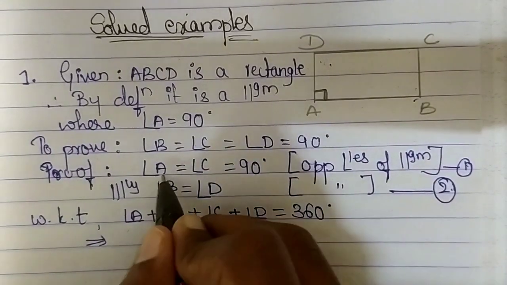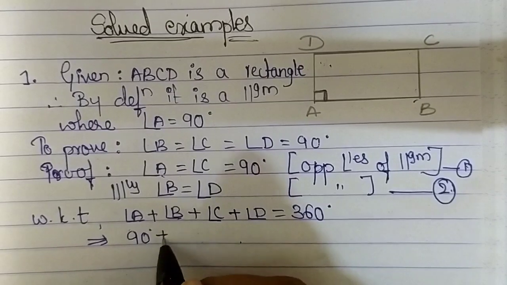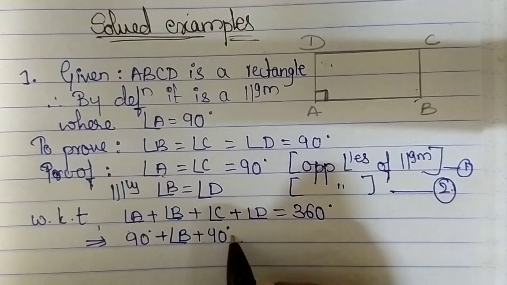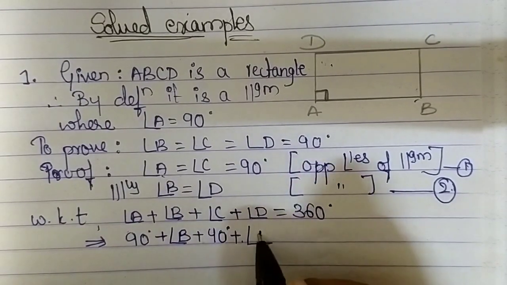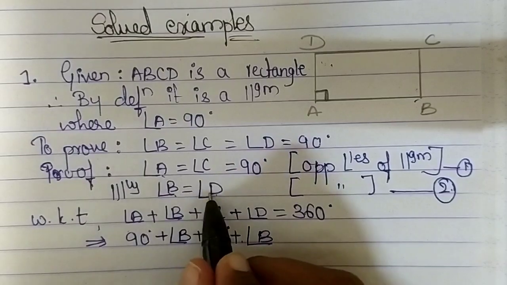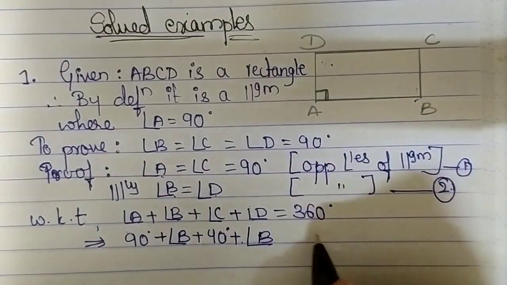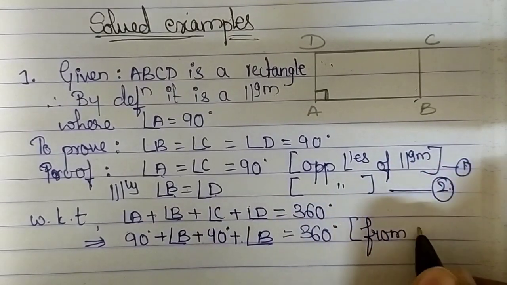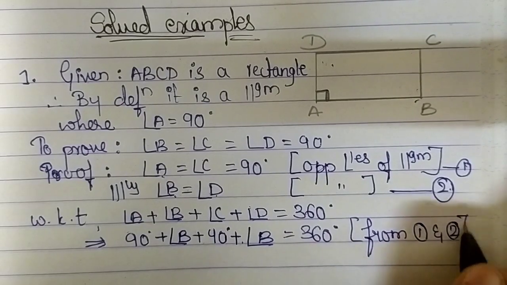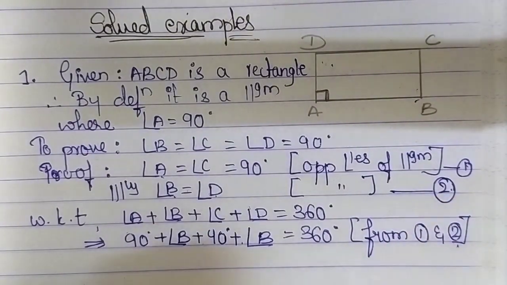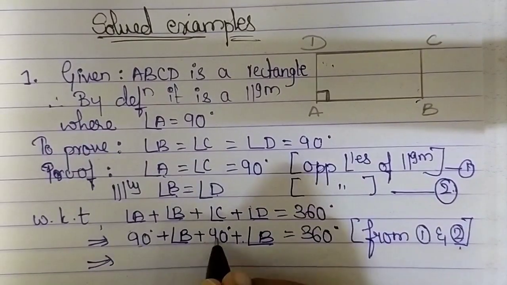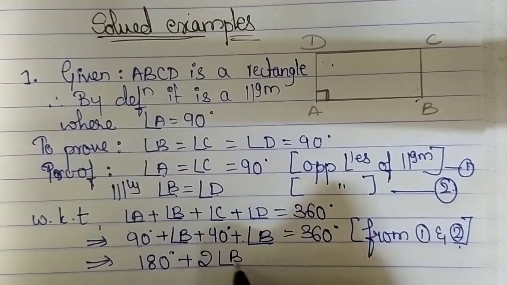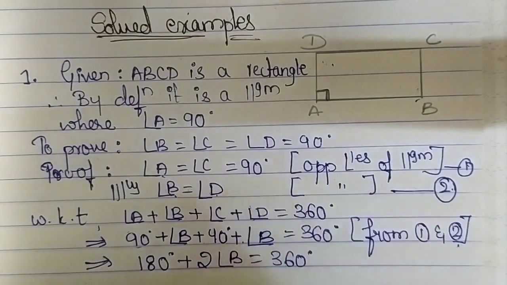So this implies, we know angle A is 90 degrees plus angle B as it is plus angle C is 90 degrees plus angle B, because angle B is equal to angle D. So I am replacing D with angle B, which is equal to 360 degrees, from equations 1 and 2. Always remember to write the reasons in the bracket. So this implies 90 plus 90, 180 degrees plus 2 angle B is equal to 360 degrees.